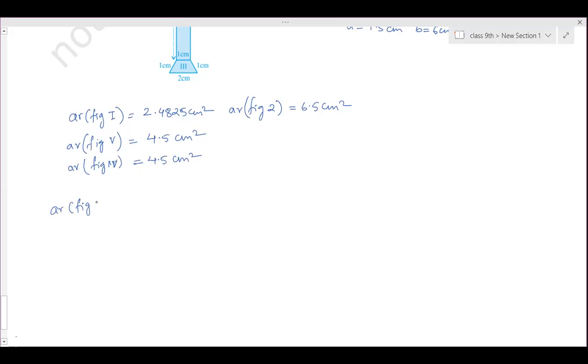Now area of figure 3, which is a trapezium. This is 1 centimeter. This is 2 centimeter. This is 1 centimeter. This is 1 centimeter. In this case, listen everyone carefully. ABCD area we have to calculate. We have the formula half into (a plus b) into h, area of trapezium: half into sum of parallel sides into height. But we don't have the height. Parallel sides AB and CD, 1 and 2 we have, but height we don't have. To calculate height, we have to do construction.